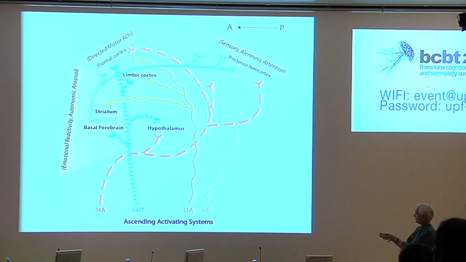Neuroanatomically, we have ascending pathways, and you probably have heard of all of these. You have norepinephrine ascending from the brainstem into the cortex, especially serving sensory alertness. You have dopamine ascending from the brainstem toward the limbic system.